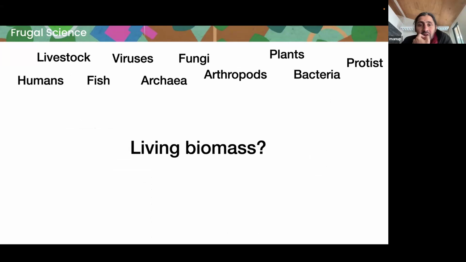but here's a quiz or a puzzle for you. In the living biomass on the planet, how would you arrange and organize it? Is livestock the largest biomass? Is bacteria the largest? Are humans the largest biomass on this planet? Is it plants, fish?